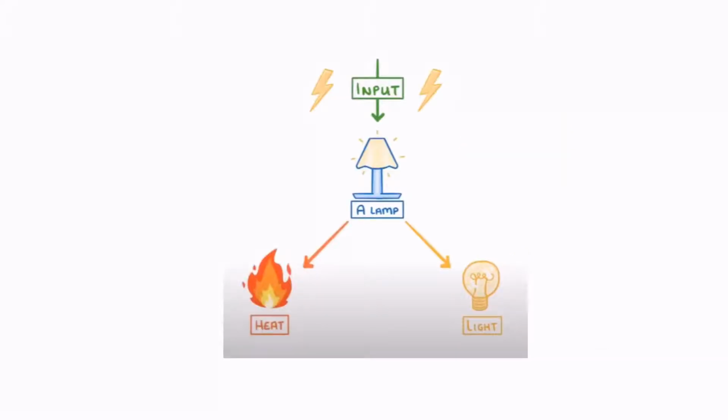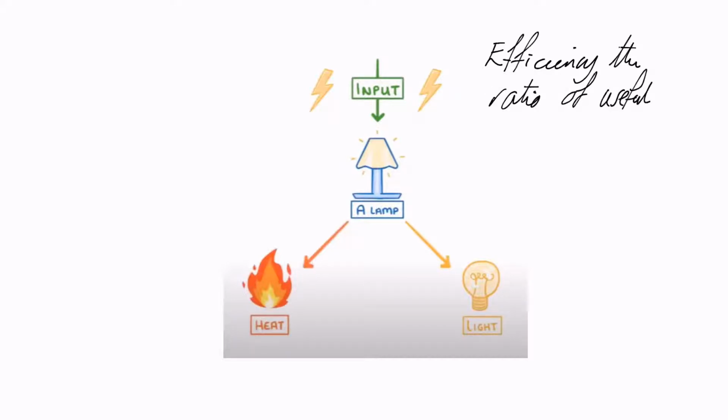So let's look at the light bulb in a bit more detail. I've got electrical energy going in and I've got heat and light coming out. So the efficiency is actually going to be a ratio. Okay, so the efficiency is the ratio of useful energy that you get out to the total amount of energy that you put in.